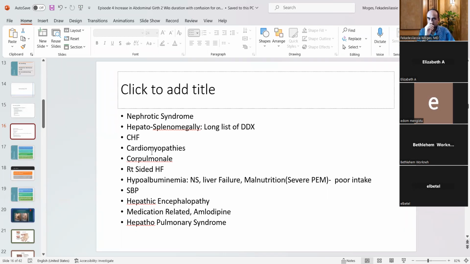What else? Esophageal varices. We did not see it in this patient, however. Yes, chronic GI blood loss. Yes, excellent.